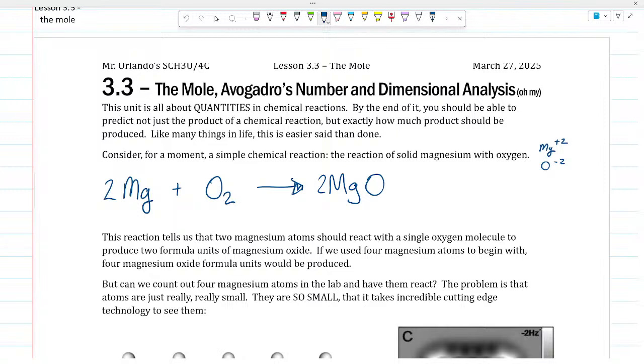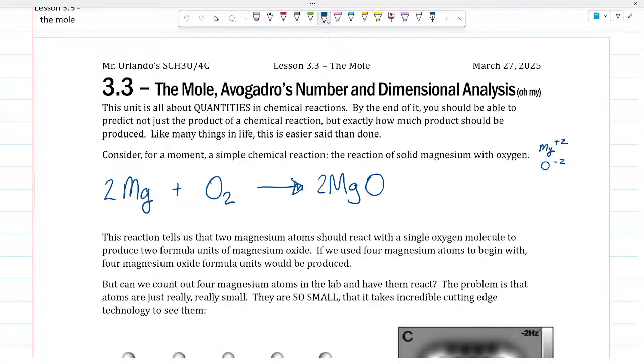What if I used 20 magnesium atoms? How much oxygen would I need? Good. What if I used 200 magnesium atoms? 100. Okay, so we get the basic relationship there. Does that make sense? This is a recipe of sorts.